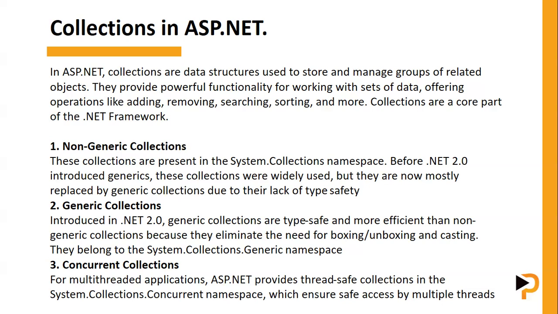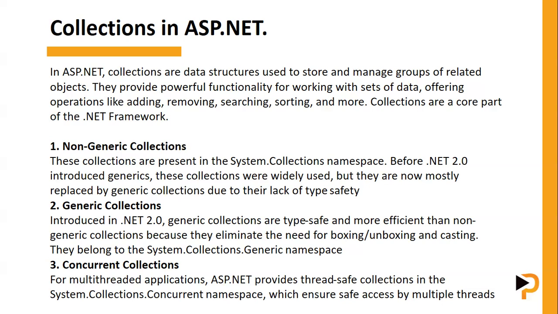If you observe, collections are data structures which store and manage groups of related objects, meaning we try to maintain related types of data. In a non-generic collection, we have to typecast and do all these things. That's why generic collections were introduced, a type-safe collection which reduces this type casting. They belong to the System.Collections.Generic namespace.